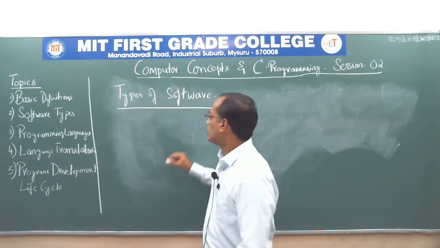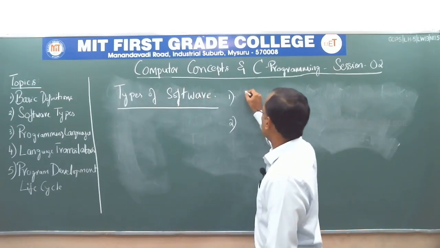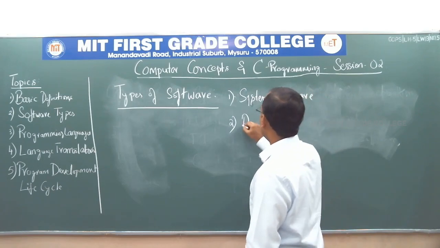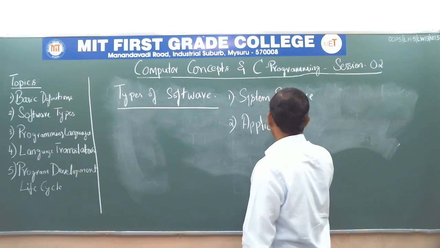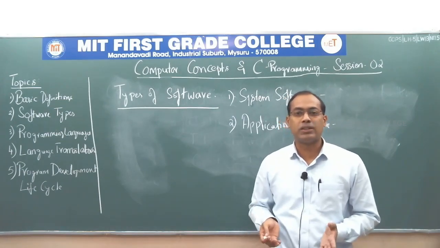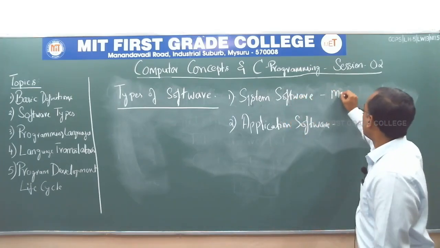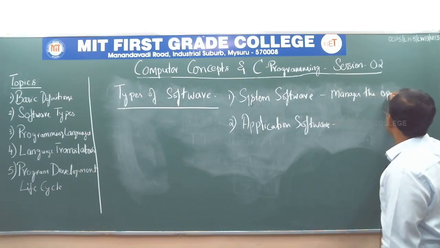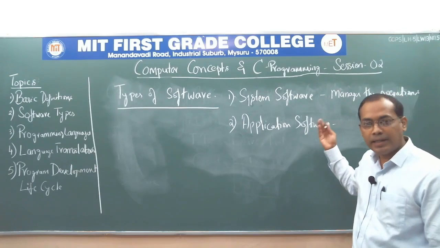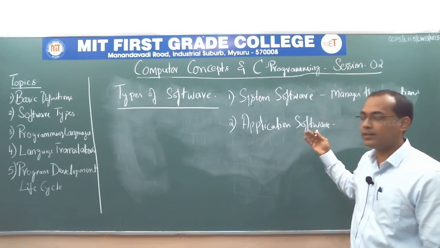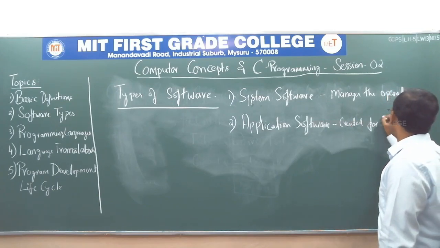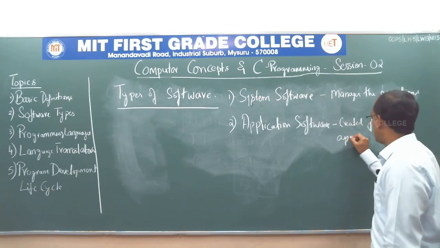Software can be divided into two categories: system software and application software. A software that manages the operations of the computer is called system software. Whereas, a software which is created for a specific application is called application software.